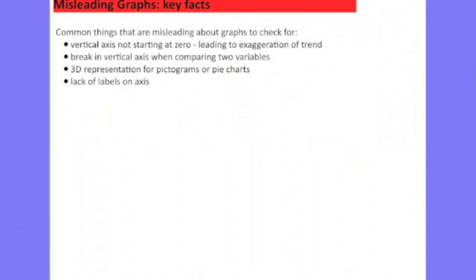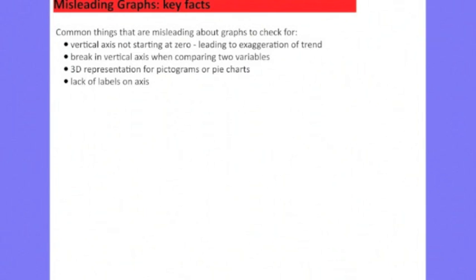This is a really common misleading feature. Another thing is in relation to 3D representation. This is for pictograms or pie charts, because this doesn't show the proportions exactly in their same presentation if presented in a 2D. Also, a lack of labels on the axis can lead to a misleading aspect of the graph. So when asked about this, check through this and see if any of these things are present.